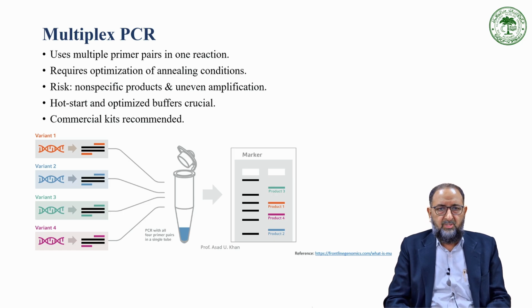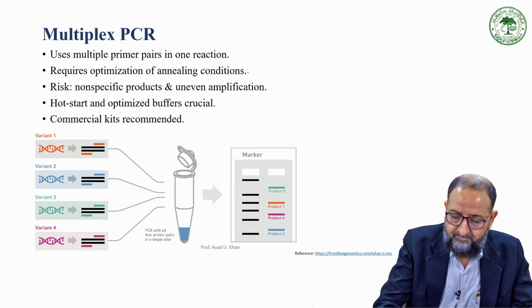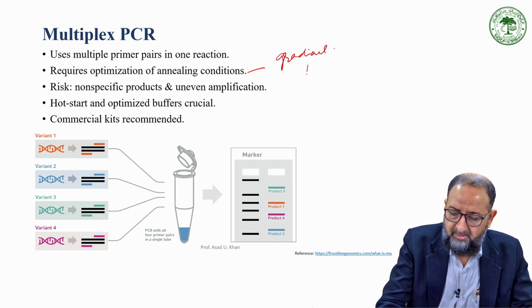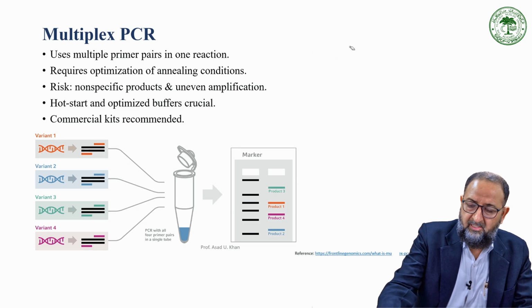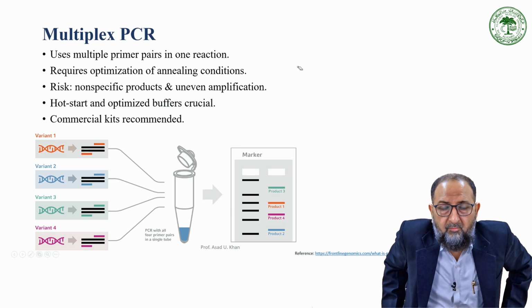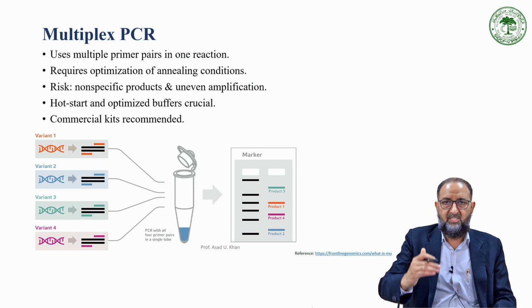Now let's see, we use multiple primer pairs in one reaction, say for example 2, 3, 4, 5 primers. It requires optimization of the annealing condition, as I have just told you, because if the annealing conditions are not optimized, you need to have the gradient PCR, right? We call it the gradient PCR.